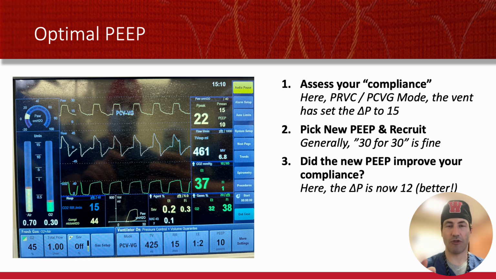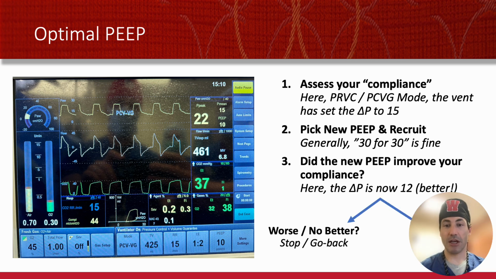So again, you start by assessing your compliance. You figure out your driving pressure or the volume you're getting for your set driving pressure. You pick a new PEEP, do a mini recruitment maneuver, and you ask if compliance got better. If it's worse or not better at all, you're adjusting between optimal PEEP and moving towards being overstretched.